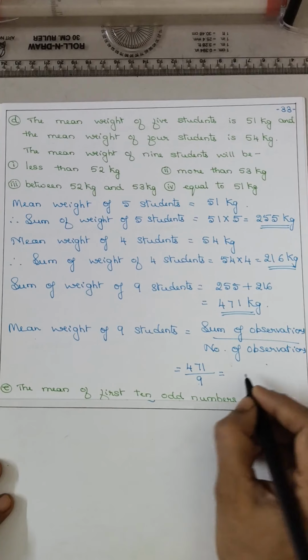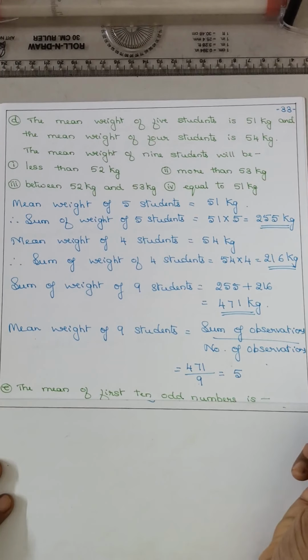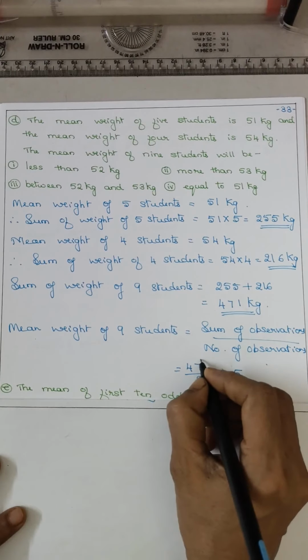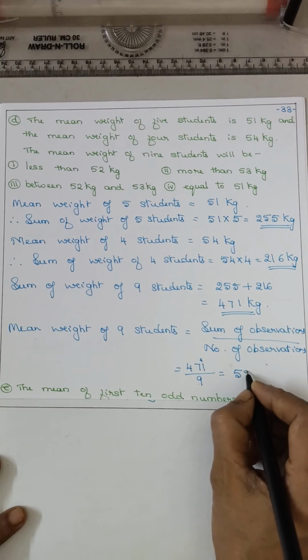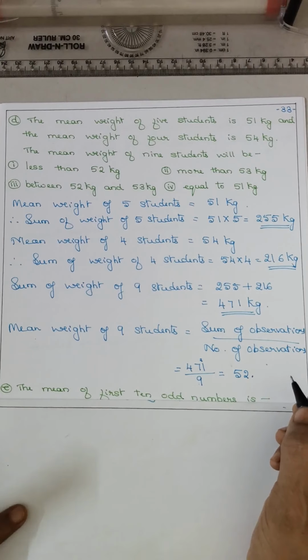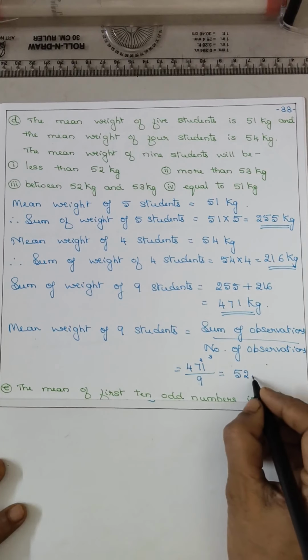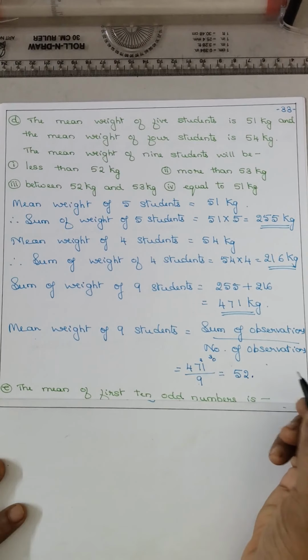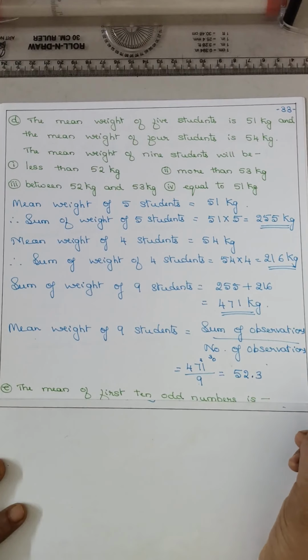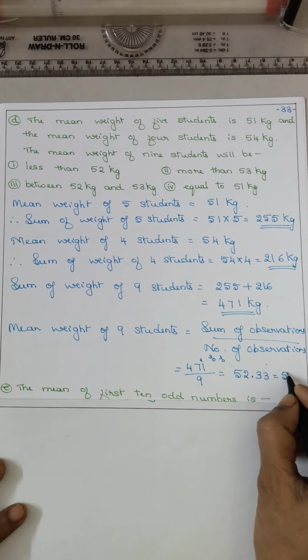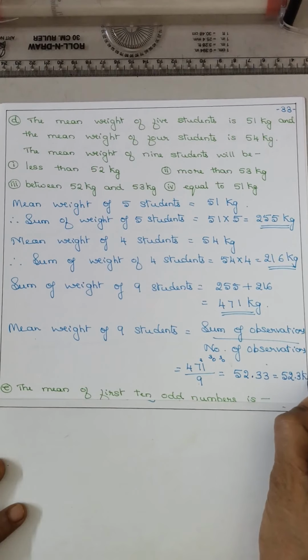9, how much are 47? 9 5s are 45. Then 46, 47. 2 remains. So 9, how much are 21? 9 2s are 18. 19, 20, 21. 3 remain. Put the decimal, take extra 0. So 30. 9 3s are 27. Again 3 remain, take extra 0. 9 3s are 27. So that means it is 52.3 kg.